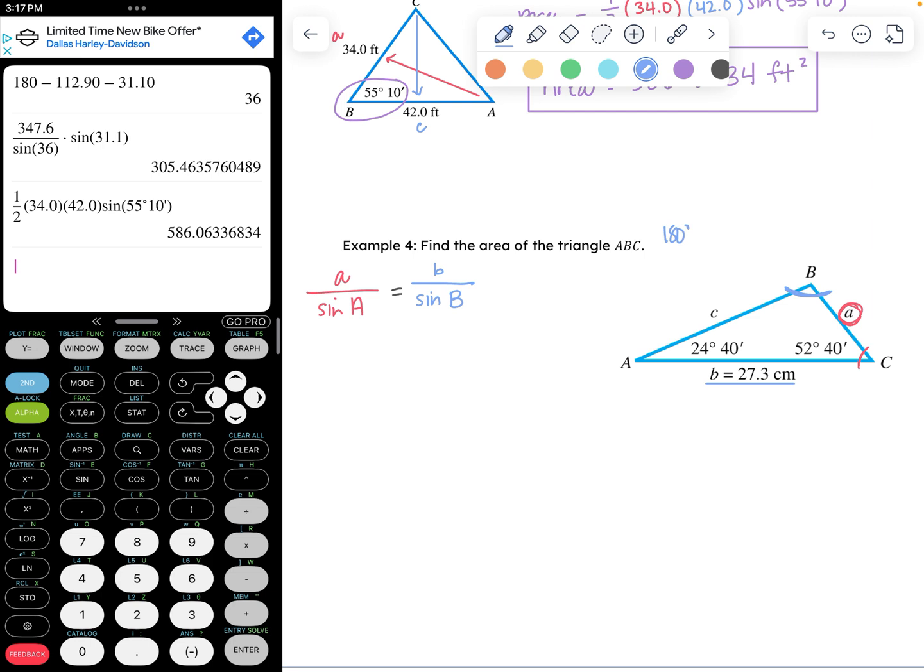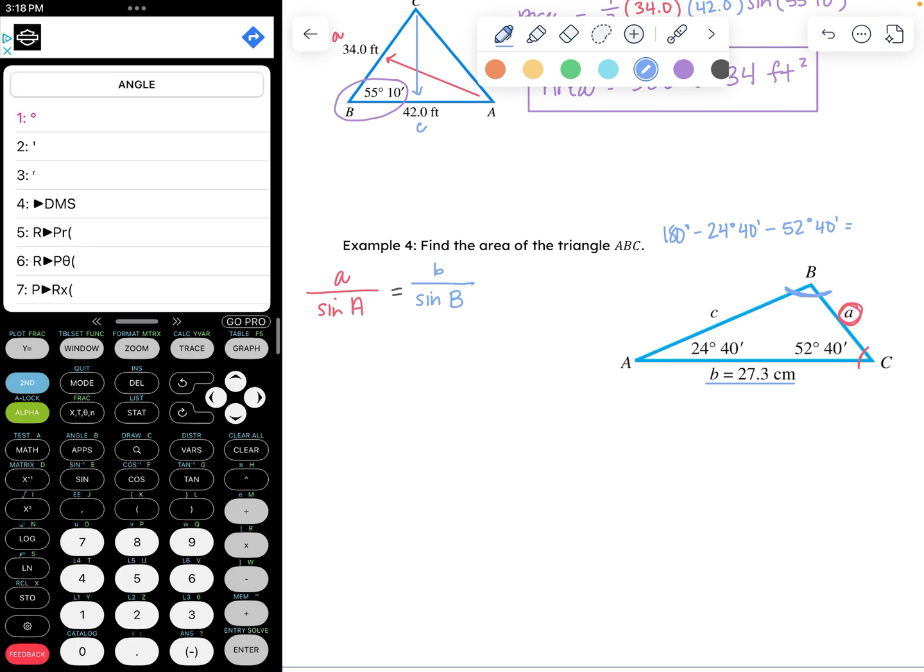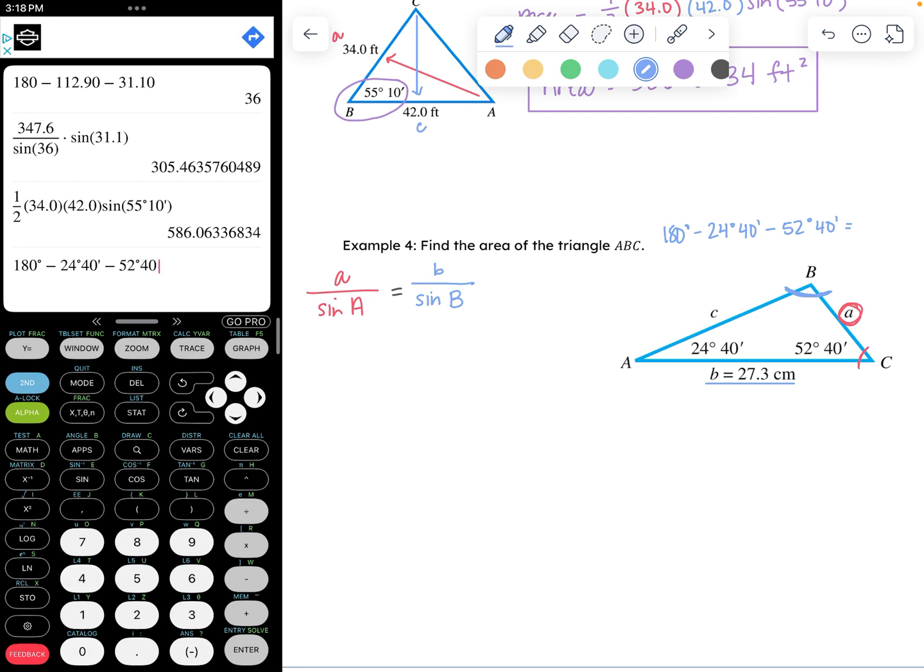Remember, all the angles add up to 180, so I can subtract the two angles that I do know. So I'm going to do 180 degrees minus angle A, which is 24 degrees and 40 minutes, and angle C, which is 52 degrees and 40 minutes. So when I type that in, 180, I'm going to do second apps 1 to get the degree sign, minus 24 second apps 1 for the degree sign, and 40 second apps 2 for the minutes, minus 52 second apps 1 for degrees, and 40 second apps 2 for the minutes.